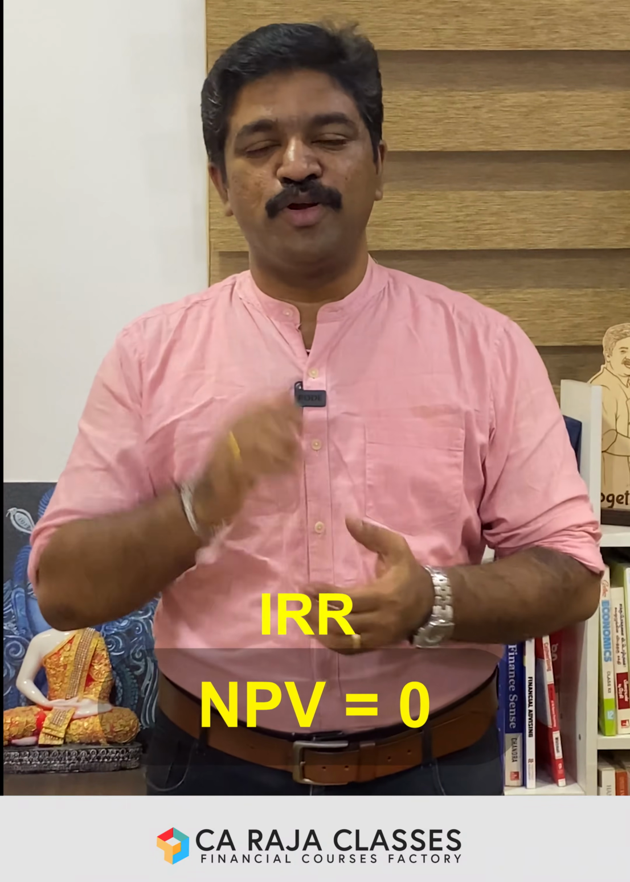And if you are going to discount the cash flows using internal rate of return, and if you arrive at NPV, then your NPV will be 0. The message is at IRR, NPV is going to be 0.